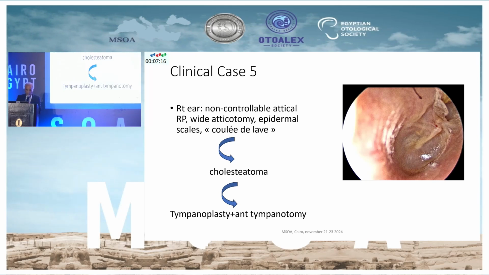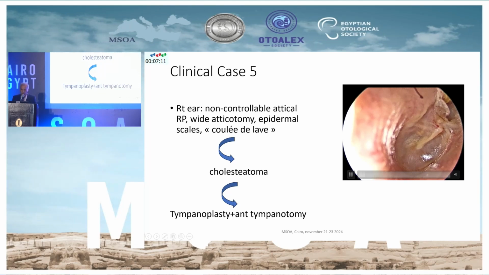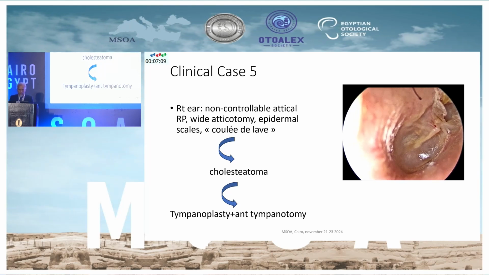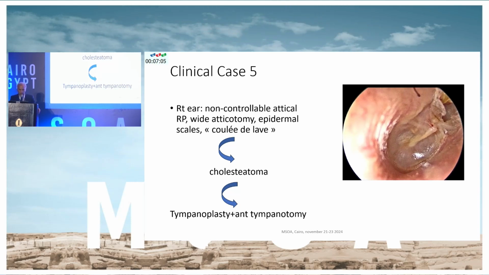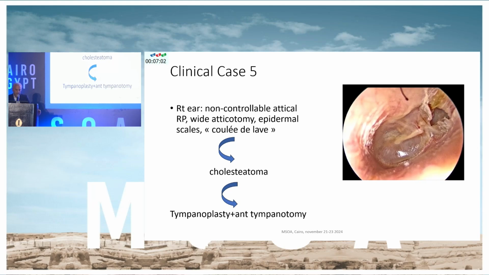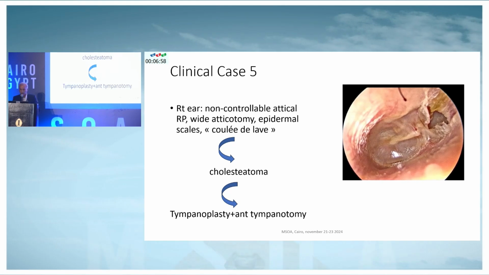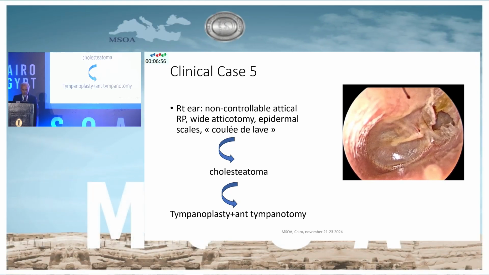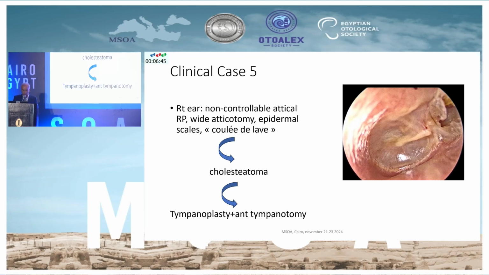What we can propose for the right ear: it's a non-controllable epitympanic retraction pocket with a wide atticotomy with epidermal scales. It's a real cholesteatoma. So in this case, we propose tympanoplasty with mastoidectomy and anterior tympanotomy and the reconstruction of the eardrum and the atticotomy by cartilage.